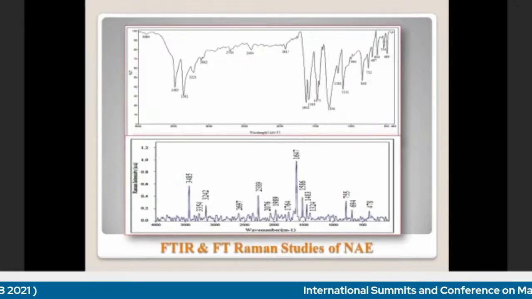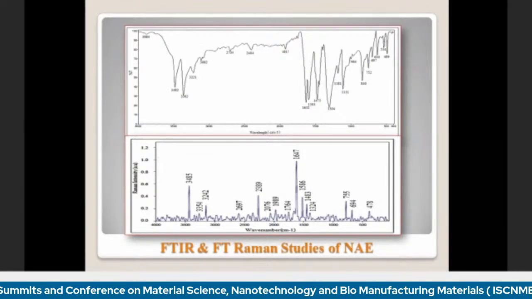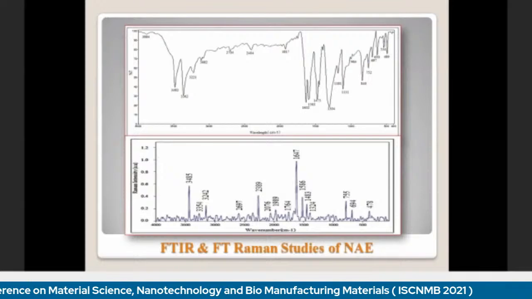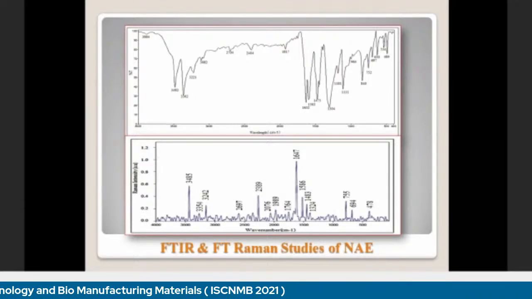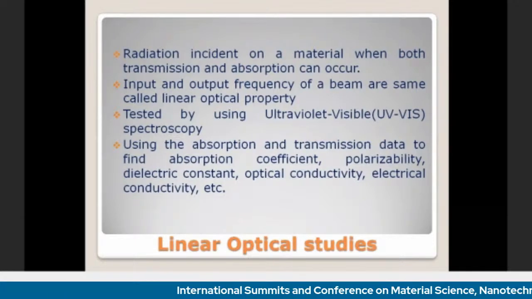These are the FTIR and Raman spectra of NAE. The sharp peaks at 1632 and 1647 indicate the presence of the NH3 group, and 752 and 755 confirm the presence of the nitro group in the grown compound. In irradiation, the material's transmission and absorption.